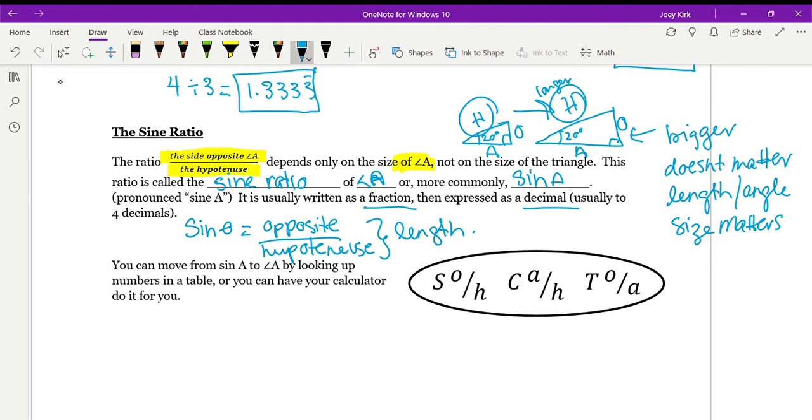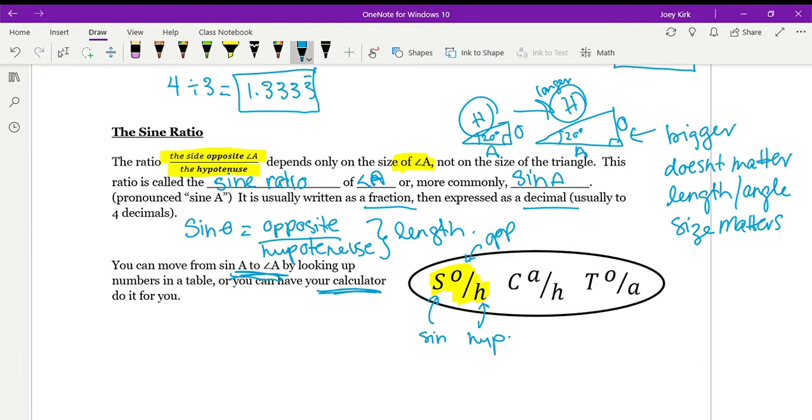Again, you can look up numbers in a table, which is super boring, or we can do it on the calculator. So let's do it on the calculator, and this one we call SO. So the last one was TOA. This one we refer to as SO because, in SOHCAHTOA, it is a way to remember them. So sine is opposite over hypotenuse. So that's why that one is called SO.